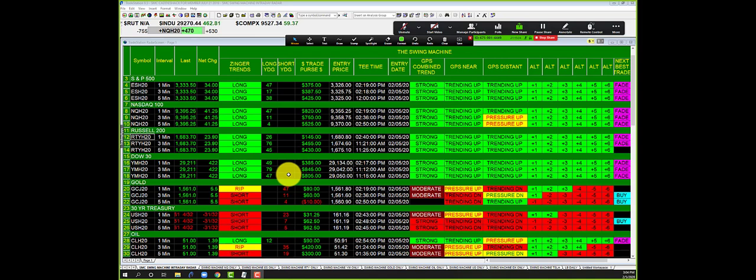Now, what can happen is this. Let's see if we get an example. All right, so we do have an example here. The 1 minute on oil is long. All right, do I want to take that trade? Well, no, not the way I described it. Because why? Because the 5 minute is short, and it's been short since 1:35.